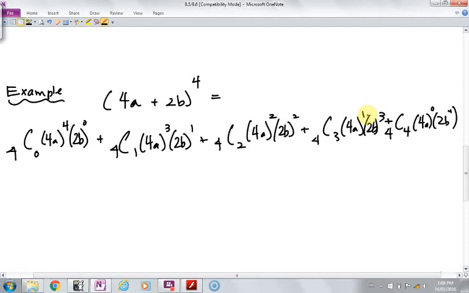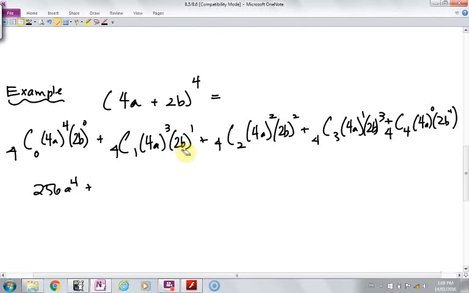Now we're going to just pretty it up, and I'll do it in 2 steps. What is 4 choose 0? 1. And what's anything to the power of 0? 1. So what I have here is 4a to the power of 4. What's 4 to the power of 4? Anybody with a calculator? 256. So I have 256a to the power of 4. That's my first term.